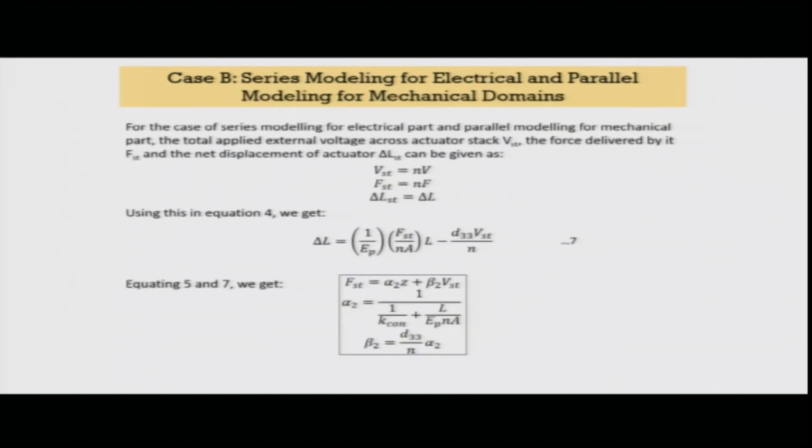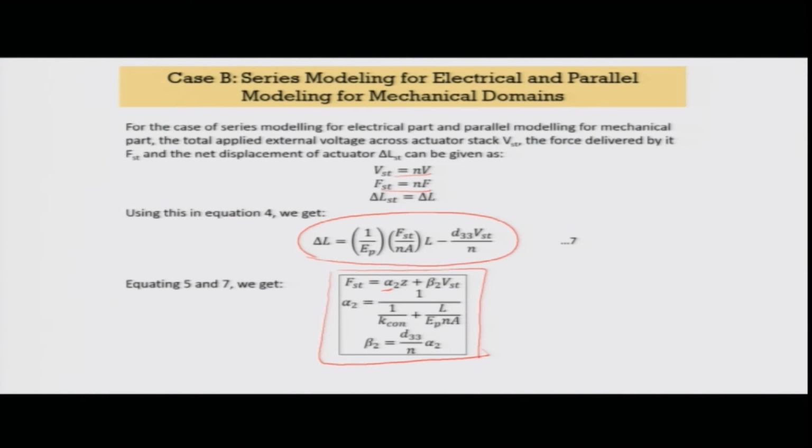Now, if you consider a case in which you have a series model for electrical and parallel modeling, then your VST is n times V, and FST is n times F. So again you can find the expression for the total deflection in the system, and if you use that, you will get your FST in this case, which is some parameter times Z, where Z is the deflection at the actuator end, plus another parameter times VST. So it is a somewhat different way in which you get the force-voltage relationship.